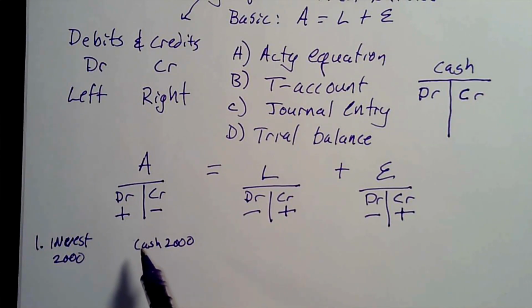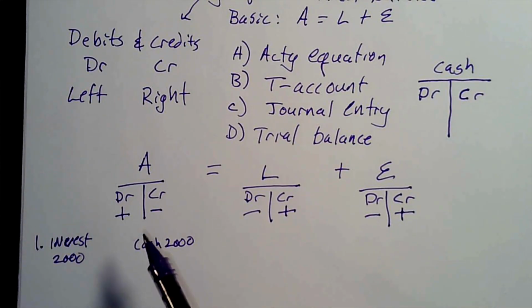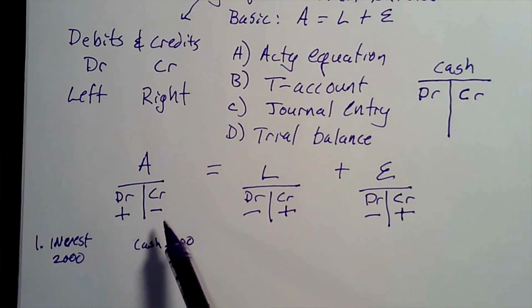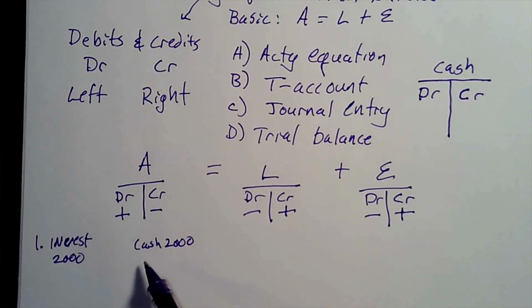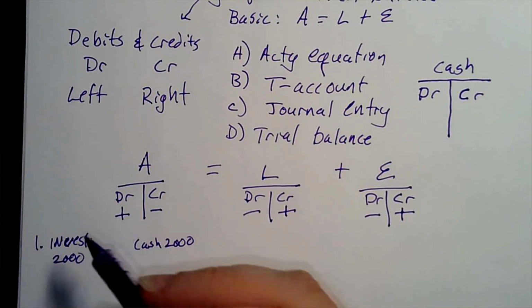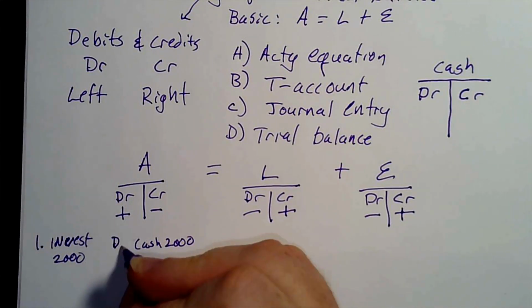Previously, we had an up and down arrow, right? We said it was an increase to cash or it was a decrease to cash. But now we're going to use the more accounting-like terms and say, is this a debit to cash or is this a credit to cash? Well, because this is an increase to cash, we're going to say this is a debit to cash.